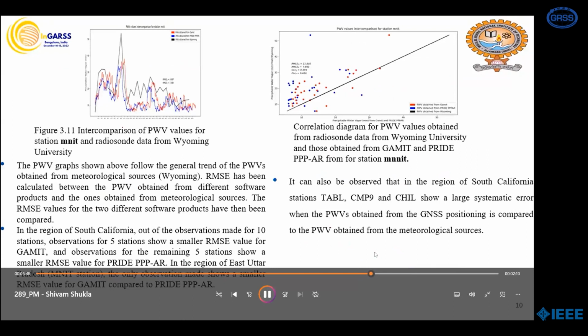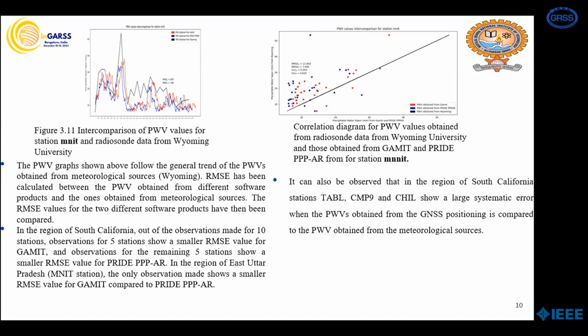The PWV graphs shown above follow the general trend of PWV obtained from the meteorological source. RMSE has been calculated between the PW obtained from the different products and the one obtained from the meteorological source, and the RMSE values of the two different products are then compared.